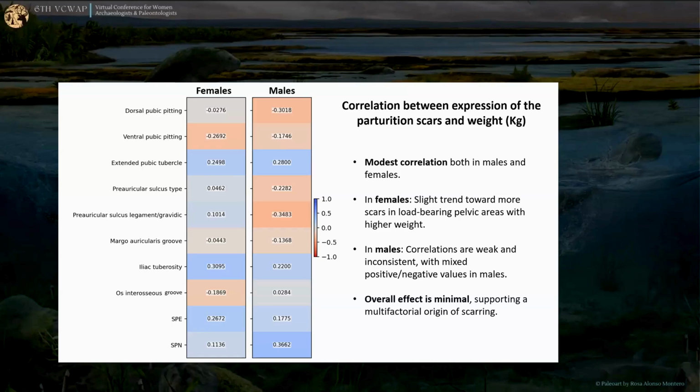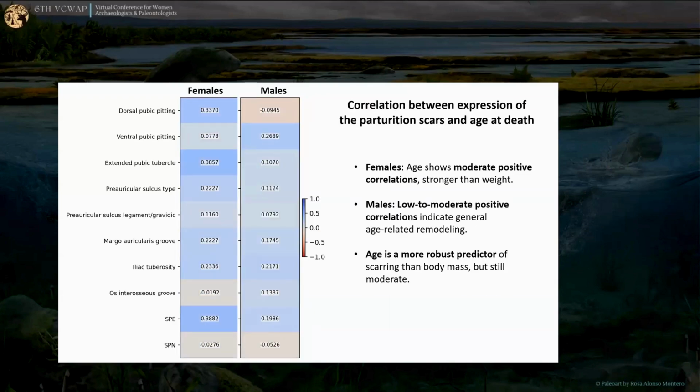So the overall pattern suggests a multifactorial origin of scars, with weight contributing only minimally, because if body mass were a driving feature for this character, we would see stronger linear trends. Regarding age, age performed better than weight, particularly in females, where we have several moderate positive correlations, always low, but some more positive, suggesting a cumulative age-related remodeling or cumulative biomechanical stress.